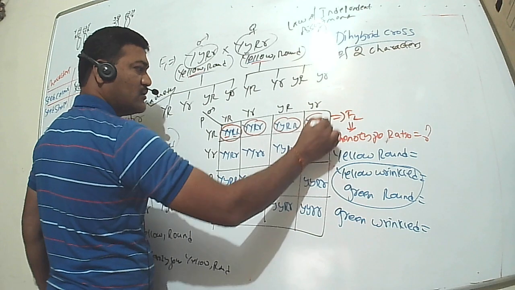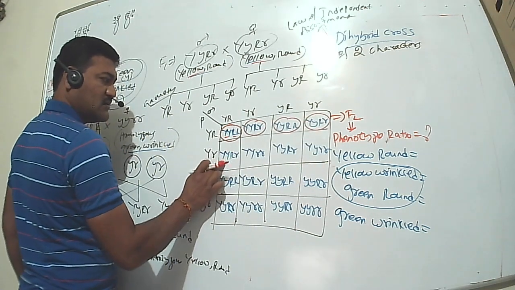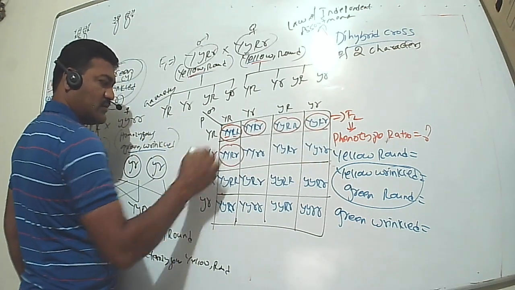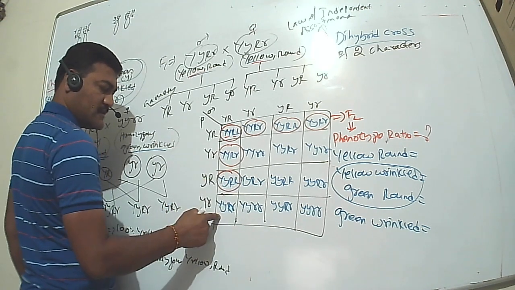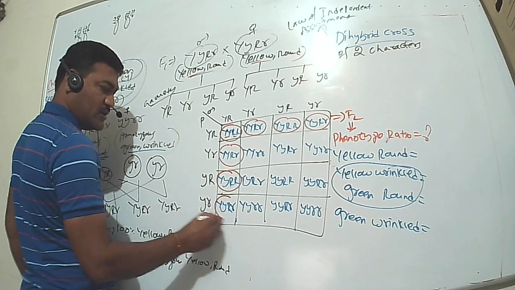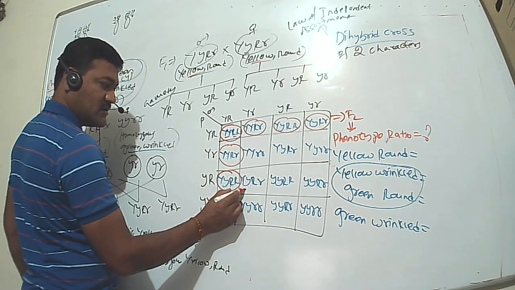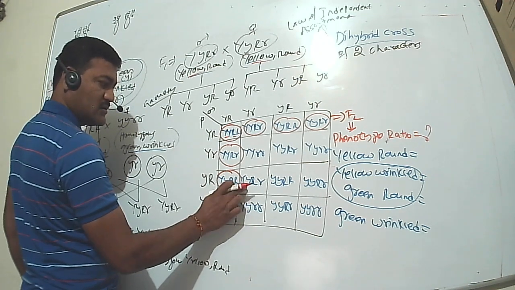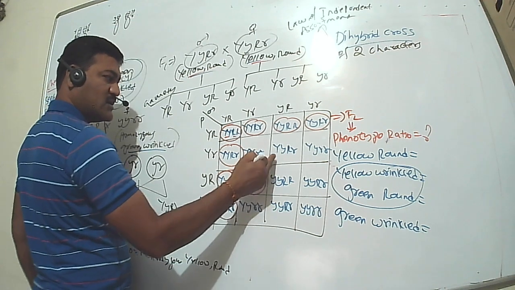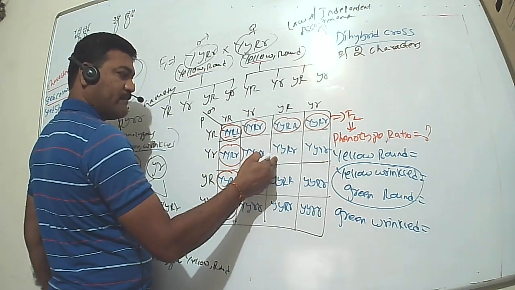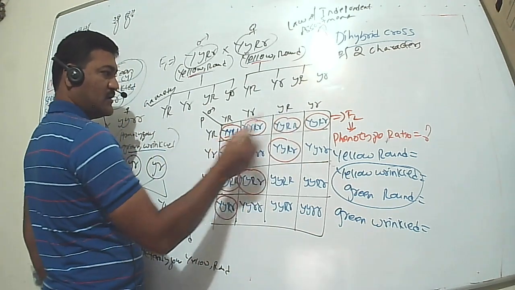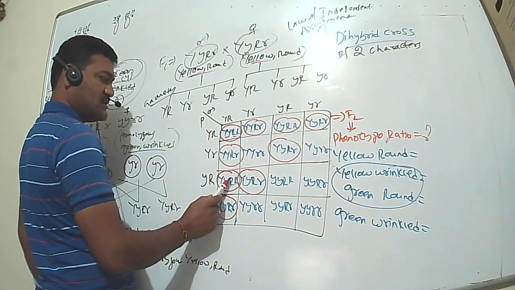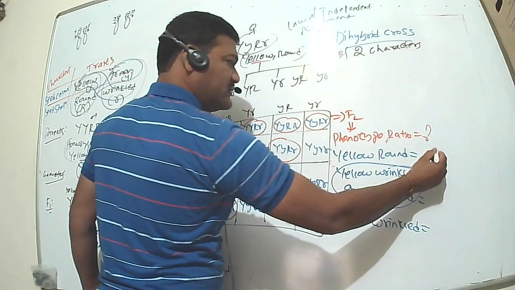This one, yellow round. This one, it's yellow round. And this one, yellow round. And this one, yellow round. This one, now tell me this one. Is it what? It's yellow round. And this one, yellow round. So I get how many? 1, 2, 3, 4, 5, 6, 7, 8, 9. 9 yellow round.